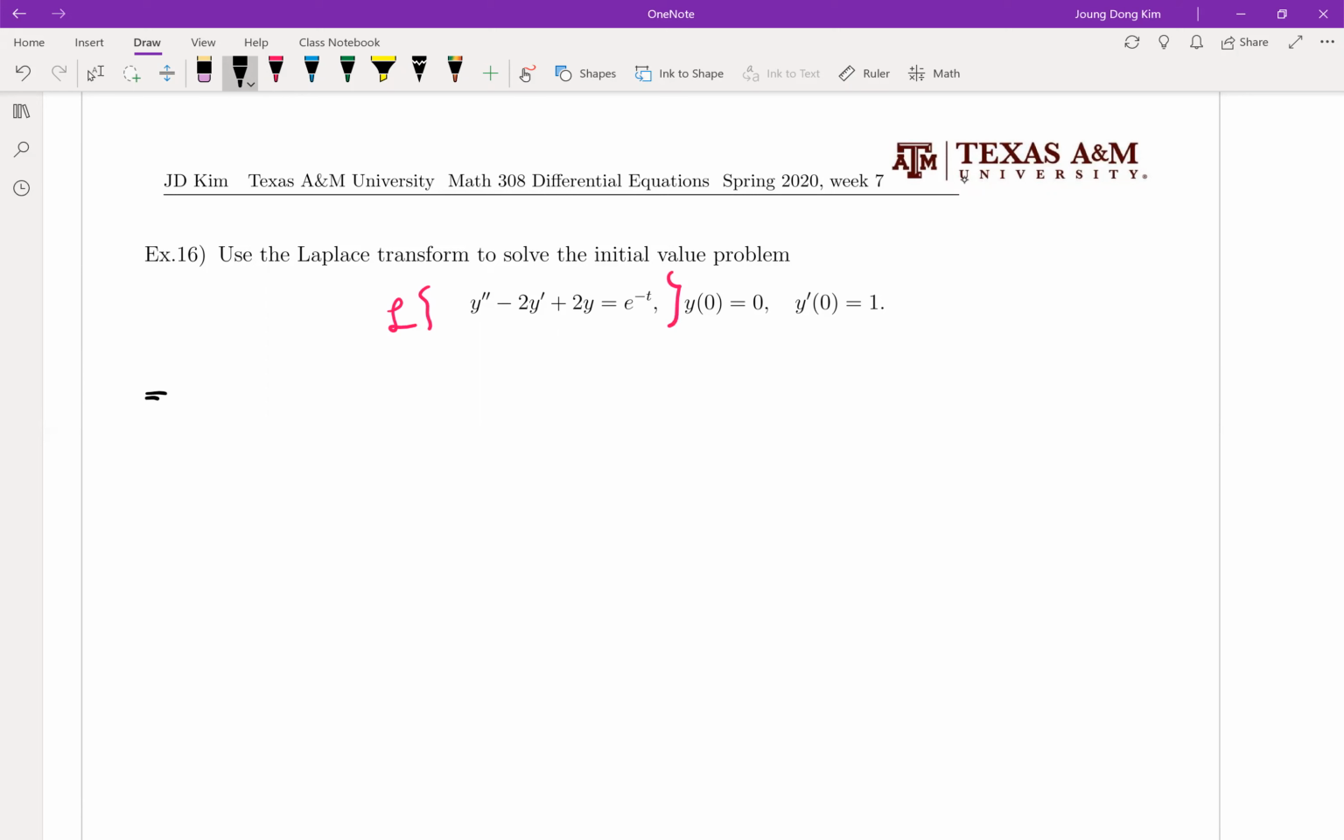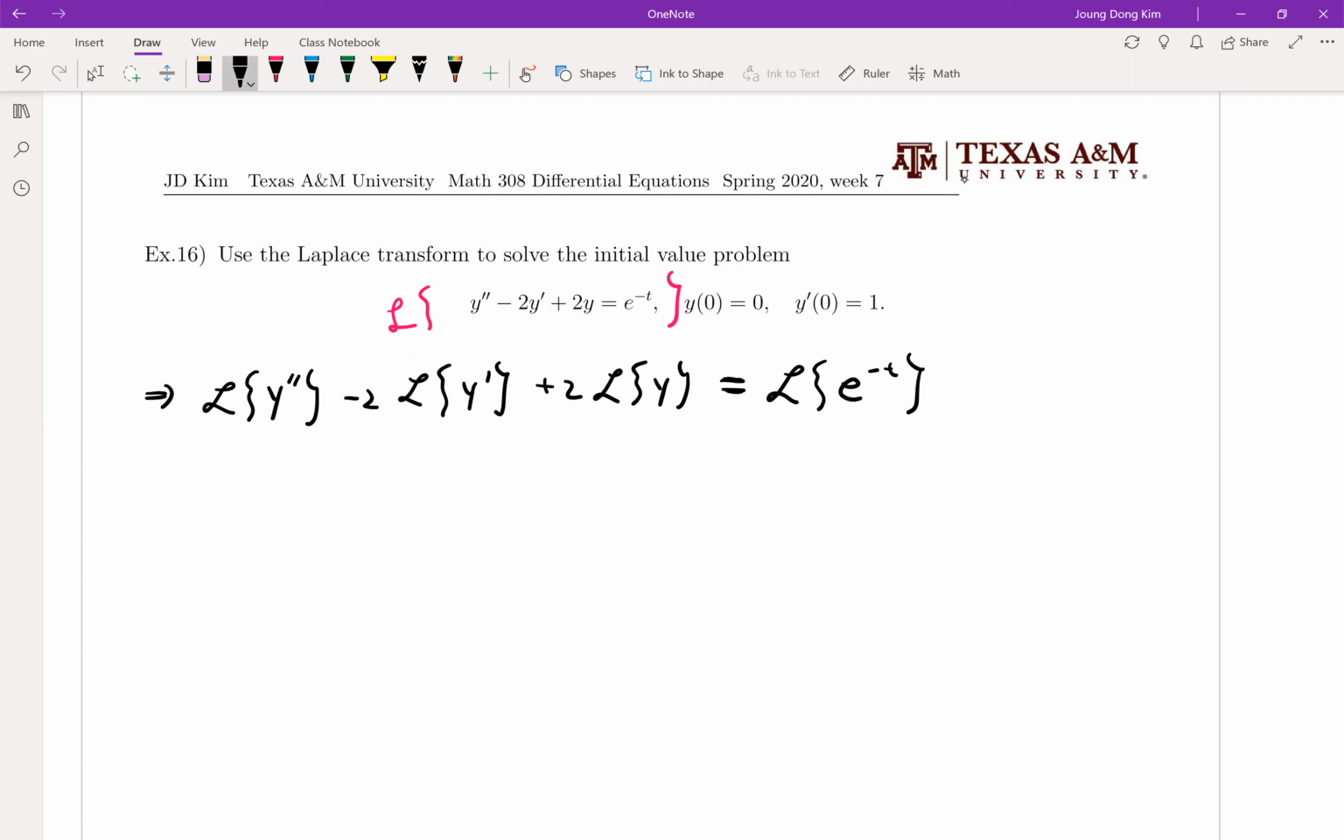Then this can be written as the Laplace transform of y double prime minus 2 y prime plus 2y, and on the right hand side, well, in the previous problem it was homogeneous, but this is non-homogeneous. It is the same process, but the only thing is you have to have something on your right hand side at the beginning. So we're going to do the lifting for your left hand side, and we're going to find the Laplace transform of the exponential function on the right hand side.